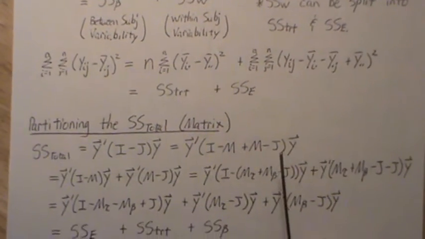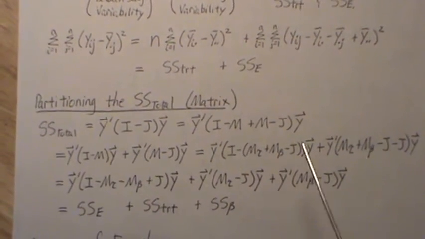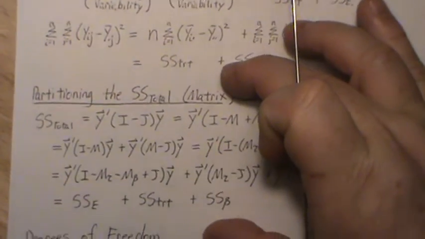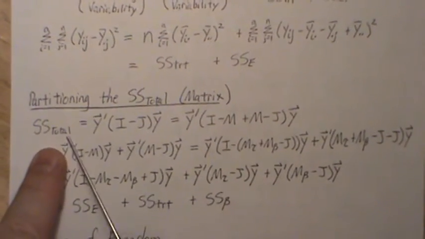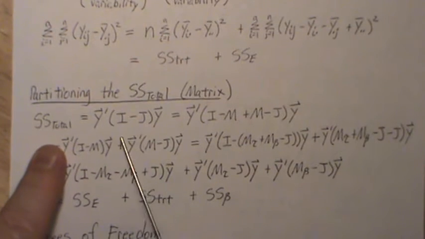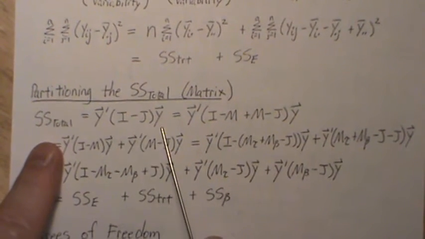Now let's partition it in matrix form. Notice that I took about a page explaining that in scalar form, but look how much it takes to do it in matrix form. So sum of squares total is this quadratic form, y transpose I minus J y.